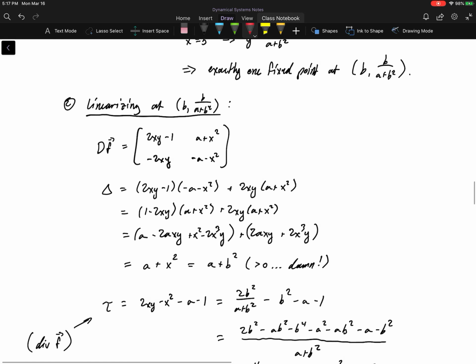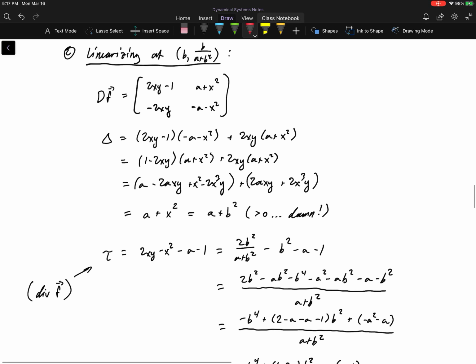But let's try linearizing the system here. We're going to try to see what this looks like nearby. How are we approaching that limit? Is it a node where everything sucks in pretty quickly in an exponential fashion, or does it oscillate in some way? Well, not too bad. Let's have a quick look.